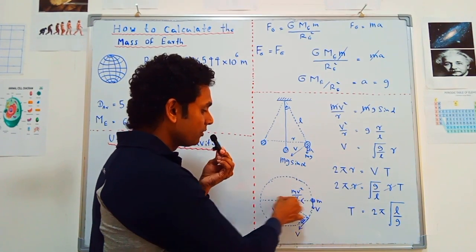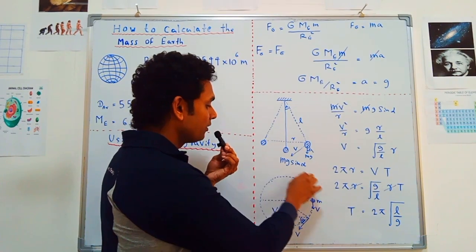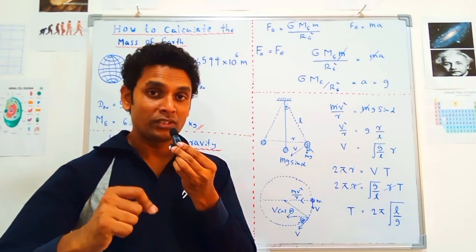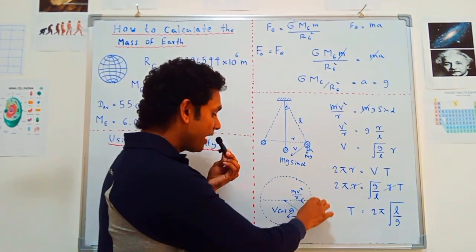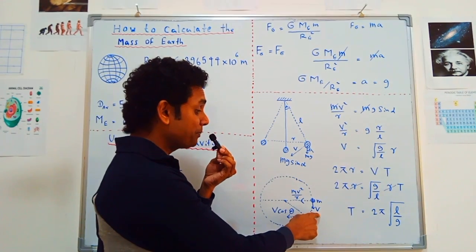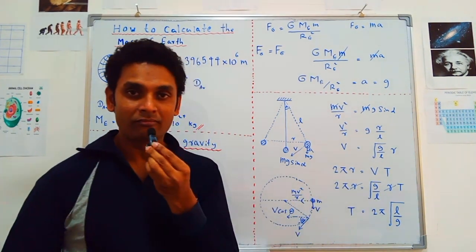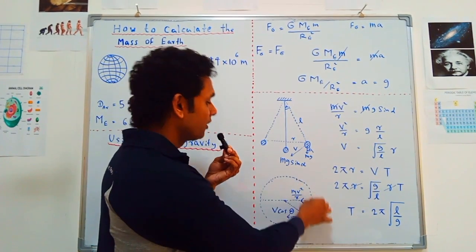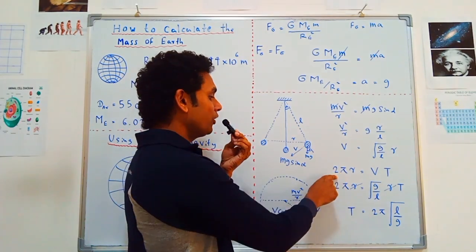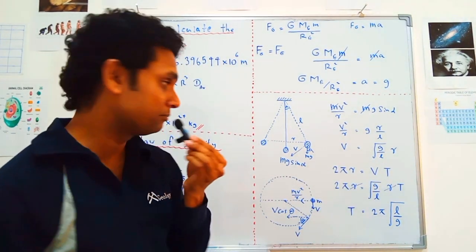Now the periodic time is the time to complete one cycle like this in the simple harmonic motion, or one cycle like this in the rotational motion. So it's very easy to use one cycle like this to calculate the periodic time. If the speed is v, then v multiplied by the periodic time is equal to the circumference of this circle. The circumference is 2 pi r, so 2 pi r is equal to v t, where t is the periodic time.